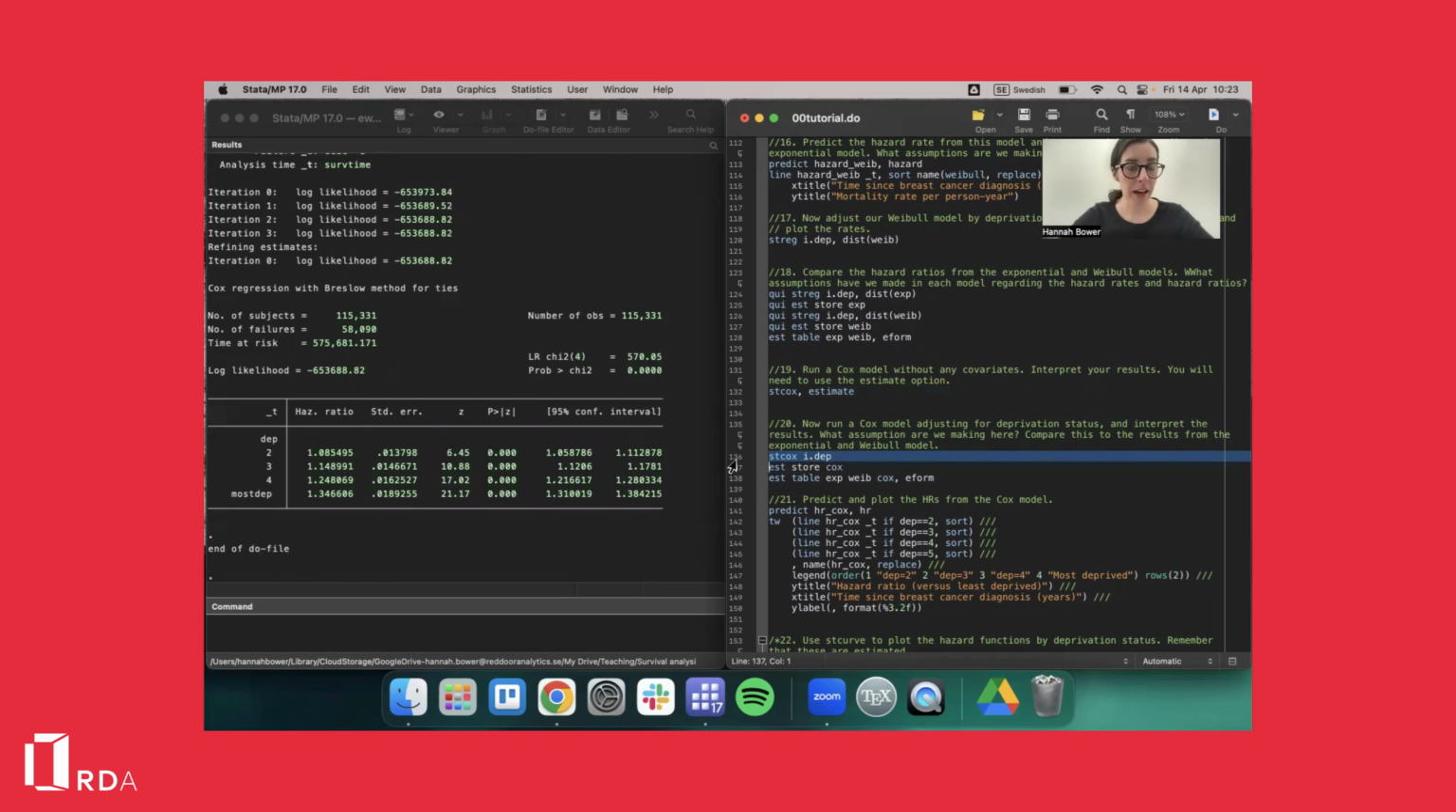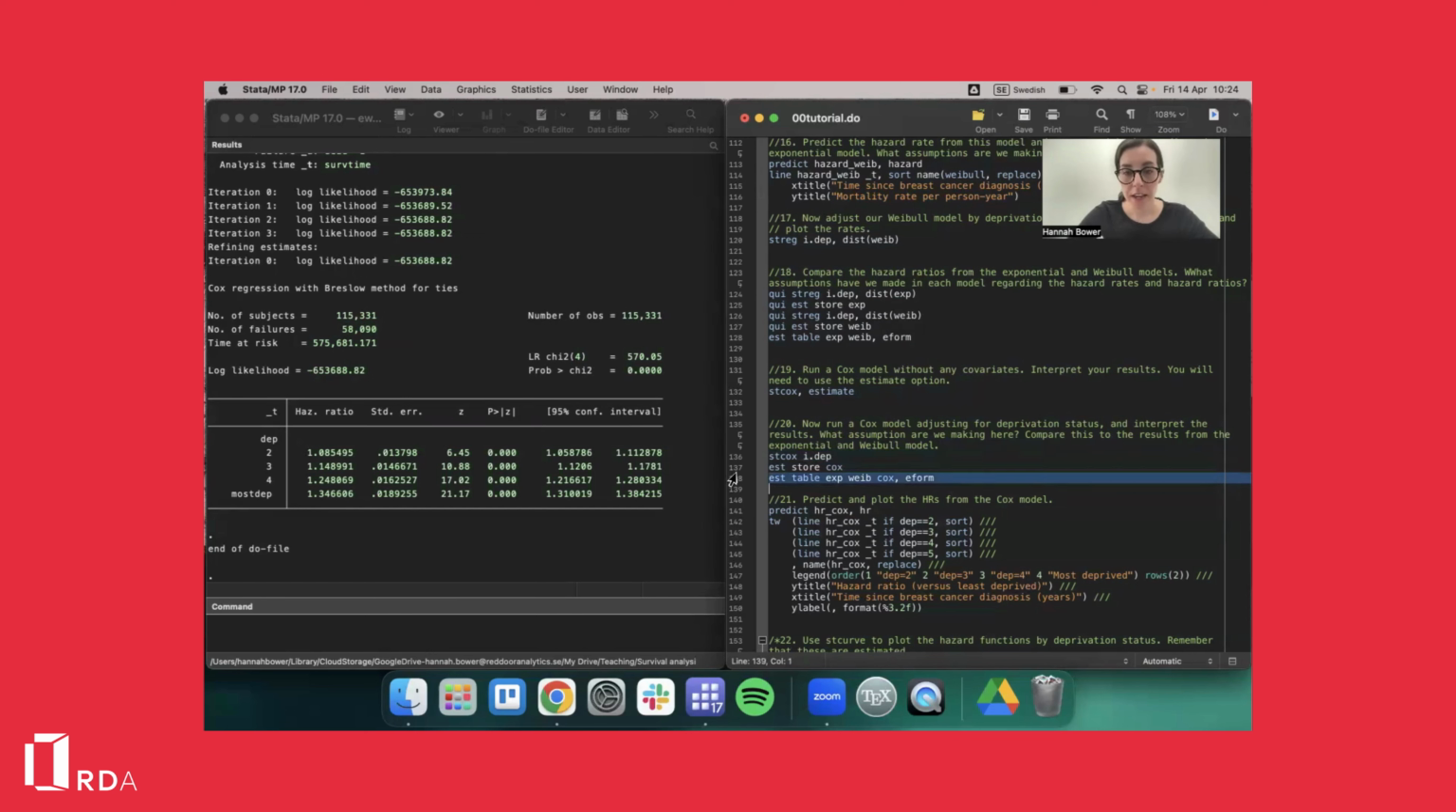And then we can get our hazard ratios out again. And again, this is all with reference to the deprivation group 1, the least deprived group. And we can see if we look at the hazard ratio for the most deprived, that the mortality rate in the most deprived group is 1.35 times that in the least deprived group.